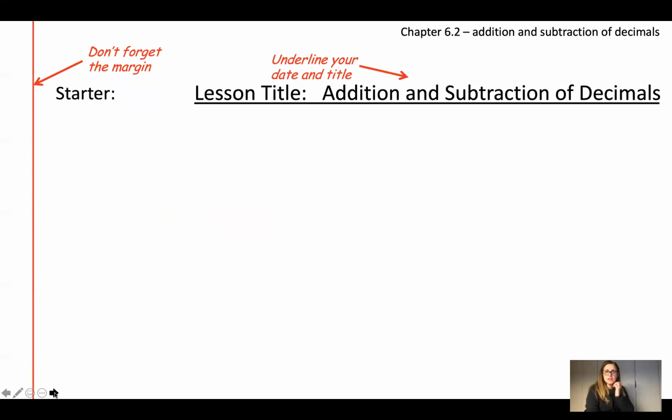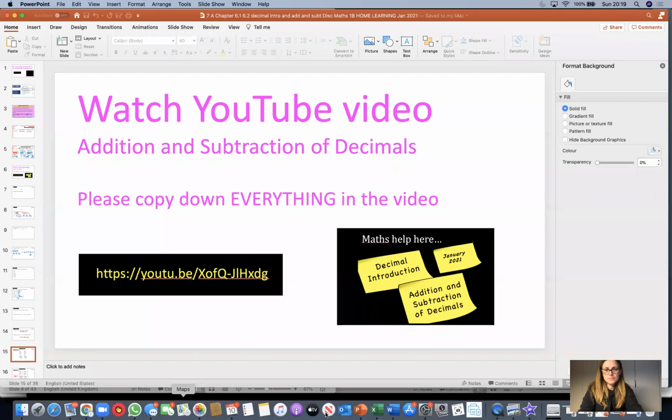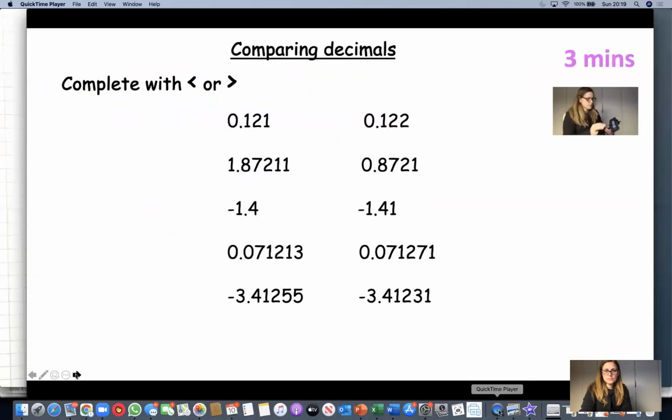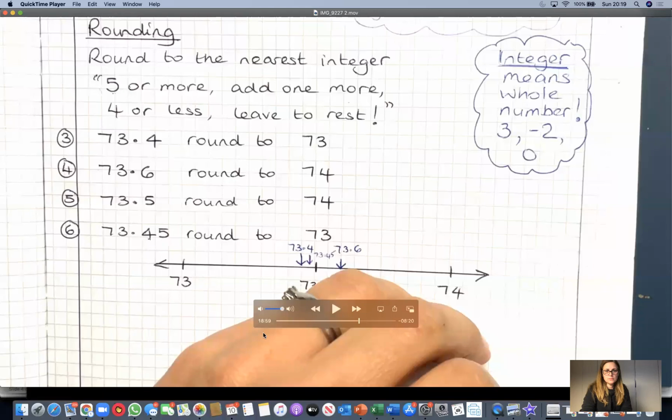Okay, we're going to be looking at addition and subtraction of decimals. I've got no starter here because I want to go straight in with the second part of the video. New subheading A.